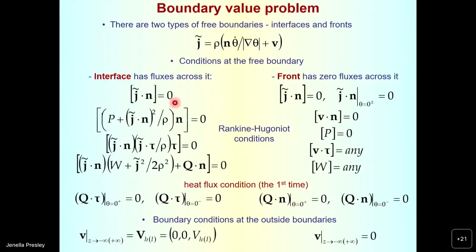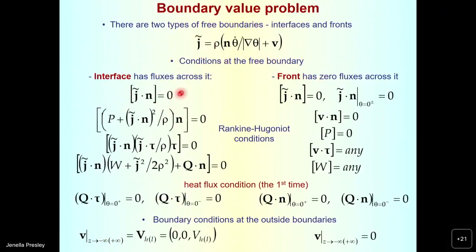There are two types of free boundaries, and I will be calling them interfaces and fronts, even though sometimes the definitions can be confused, but in general, there are two types of them. So this quantity presented here, G tilde, is a mass flux across the moving interface.